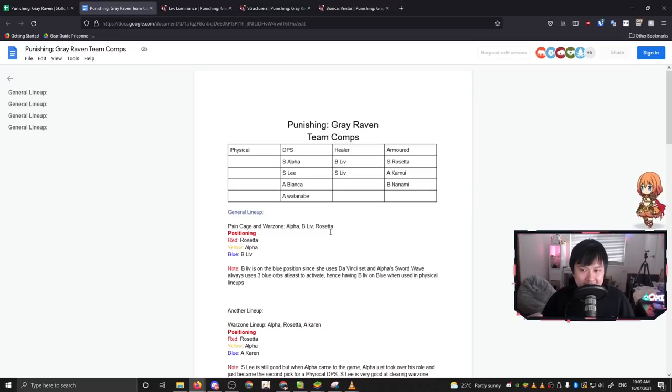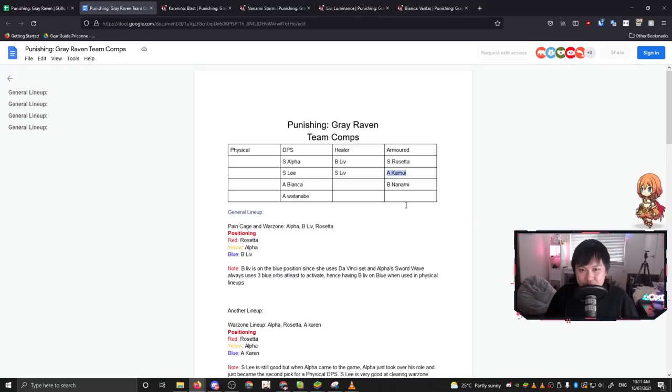Obviously, these team comps are your optimal ones, your best ones. And so these are the ones that people are going to be striving for. And so I would say that these are safe investments. So in my opinion, it's going to be B Liv for physical teams, A Liv for lightning teams. They are going to have a long shelf life for those two teams. On top of that, we've got B Nanami, A Bianca, and A Watanabe, as well as A Kamui here.